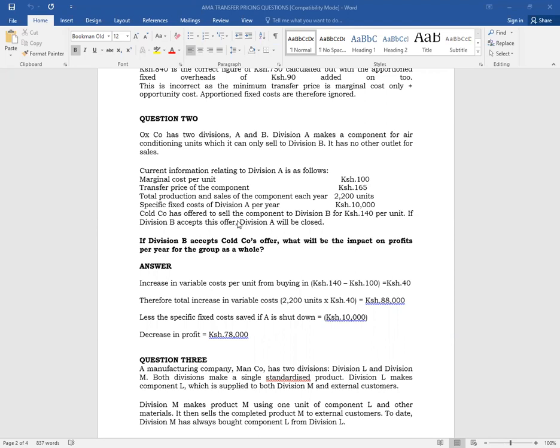If Division B accepts Cold Company's offer, what will be the impact on profits per year for the group as a whole? This is a very nice question for advanced MA. I'm telling you, so many students here will not score any mark. I have a shortcut. I have an approach for this, and I believe this approach is the best.